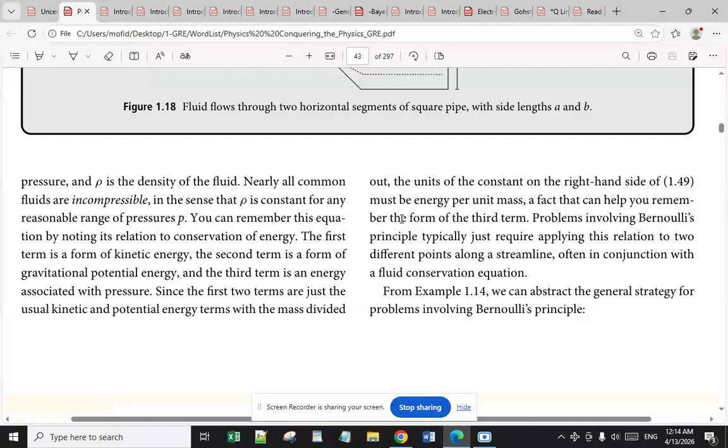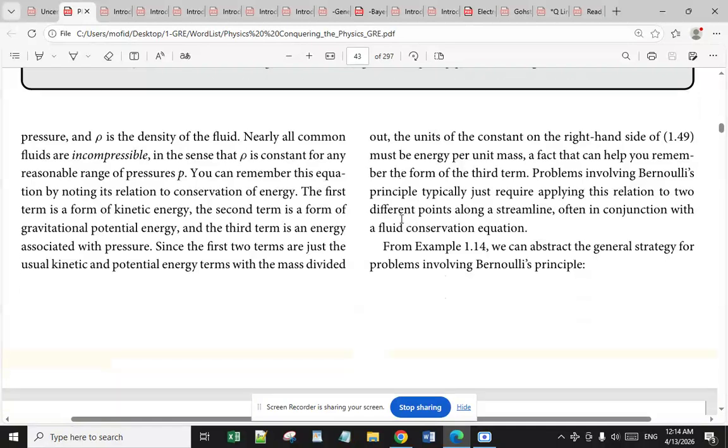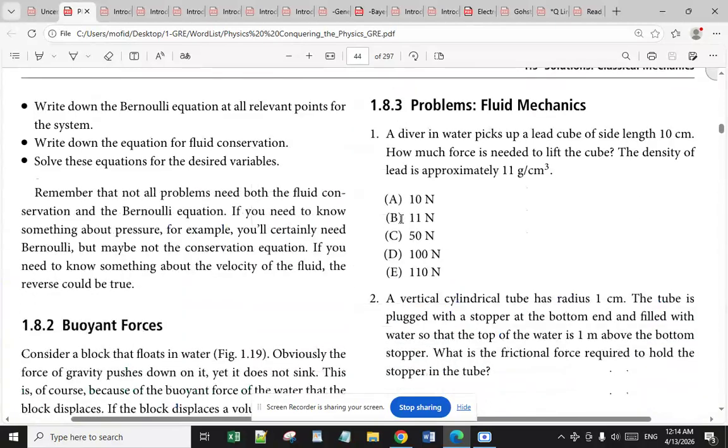From example 1.14, we can abstract the general strategy for problems involving Bernoulli's principle. Write down the Bernoulli equation at all relevant points for the system. Write down the equation for fluid conservation. Solve these equations for the desired variables. Remember that not all problems need both the fluid conservation and the Bernoulli equation. If you need to know something about pressure, for example, you will certainly need Bernoulli, but maybe not the conservation equation. If you need to know something about the velocity of the fluid, the reverse could be true.